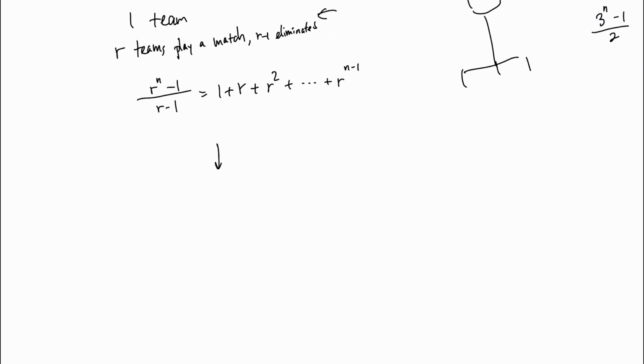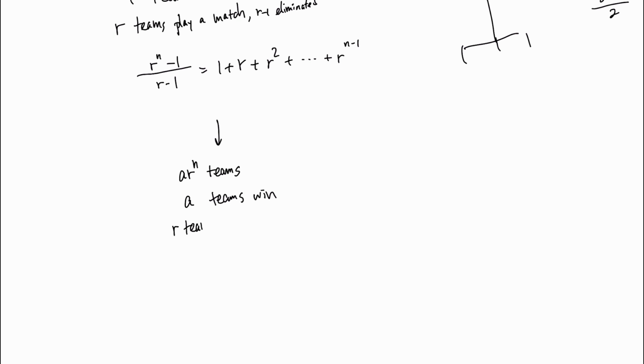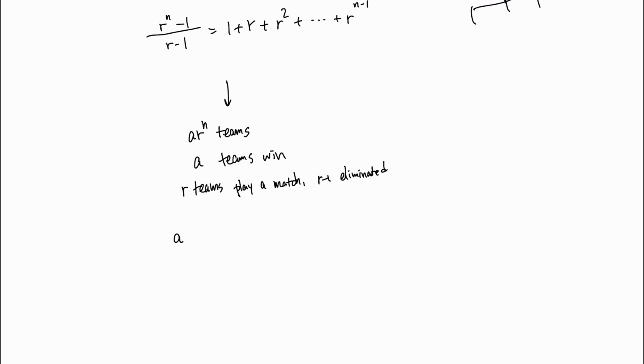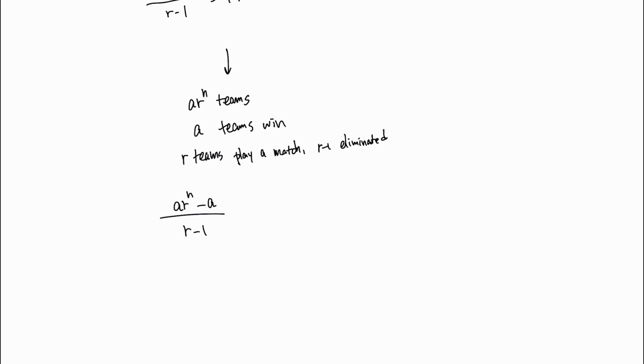Okay, this is a good-looking formula, but how about we don't leave just 1 team? What if we want a times r to the n teams total, and a teams win? Now we have r teams play a match, and r minus 1 get eliminated. So how do we handle this? There's a times r to the n teams, and we want to subtract a, because a teams should not get eliminated, and each match eliminates r minus 1 teams.